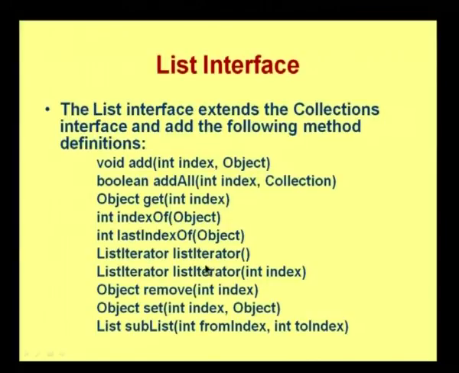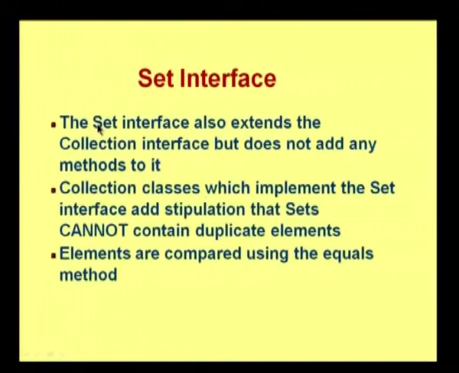I can use list iterator which will return me the elements that are available in the particular list. Then I can remove, I can set some value at a particular index, and then I can create a sub list. If I have 10 elements and I want another list to be created with 5 elements, starting from a particular index to the end index, I can very well create a sub list of it.